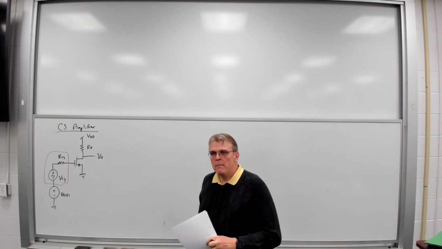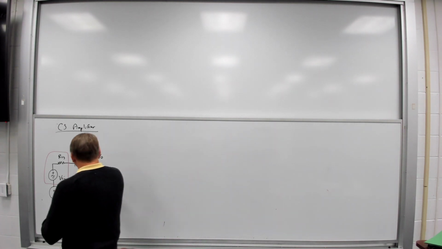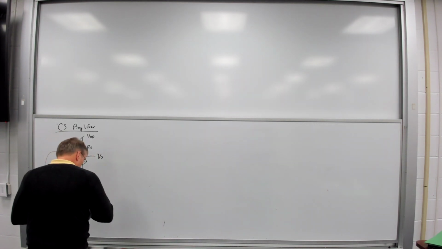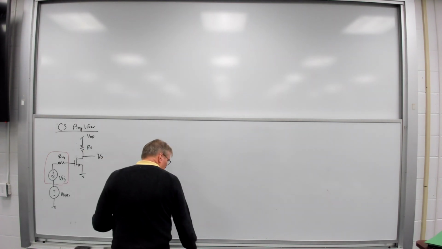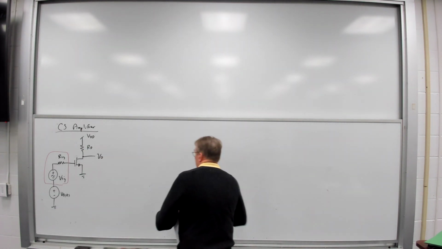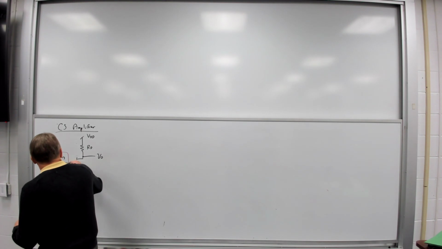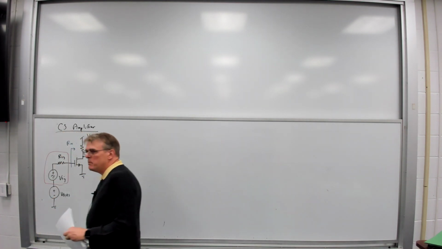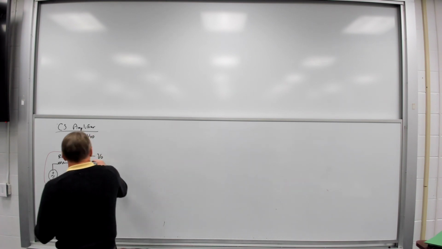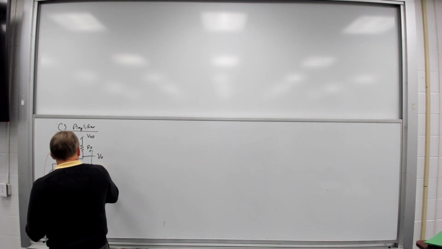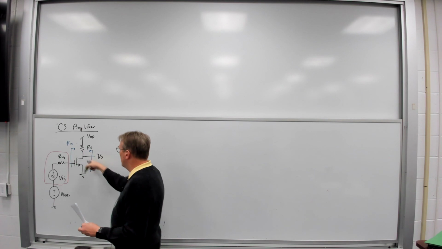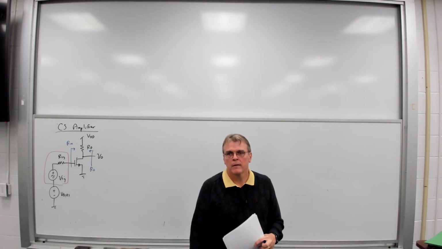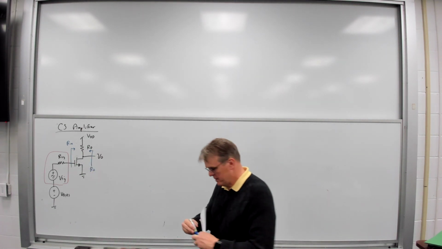So here's my common source amplifier in its most basic form. And I want to go through and calculate not only the gain, I also want to know what the small signal input resistance is. I also want to know what the small signal output resistance is. So I want to calculate R_in and R_o. Obviously, those are going to matter to us.